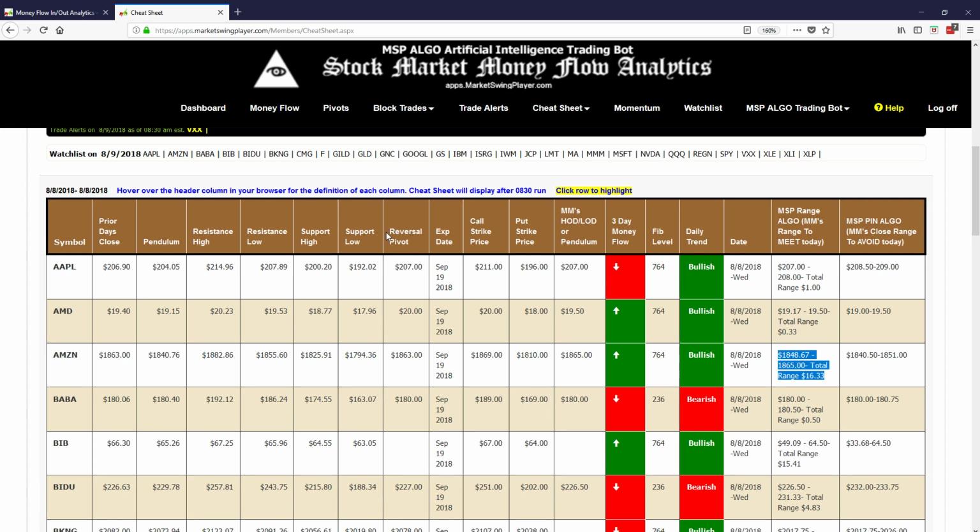Now we're looking at the reversal pivot, and we're looking at 1863. Okay, so we want to go and put that reversal pivot on there, and like I said, this comes out, it runs at 0830, so you have about an hour to prepare before the market open, which is the best route. So we know 1863.